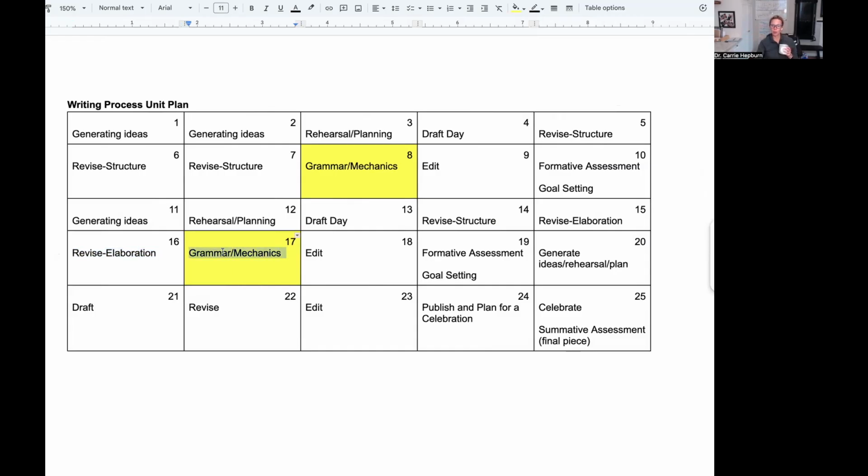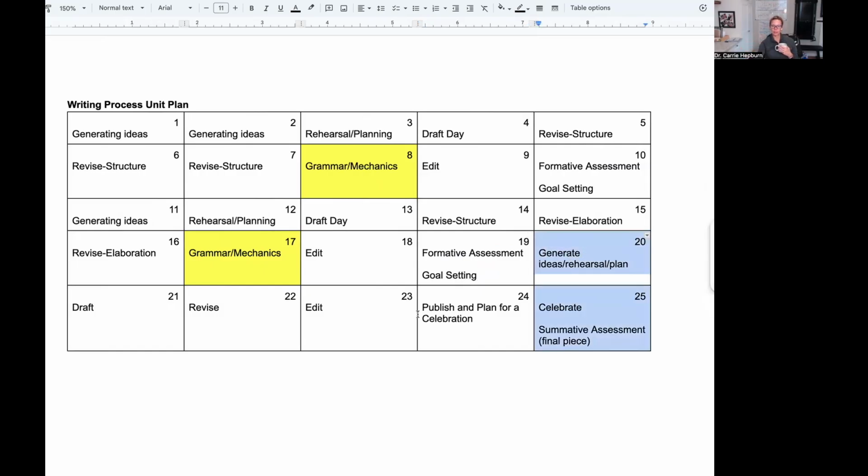Another grammar and mechanics lesson that's explicit on something else. We'll edit here using a checklist or progression or proficiency scale or rubric, whatever you might have. And then we'll do formative assessment goal setting. Now, we did this throughout this phase. We'll be having students revisit what they set their goals on during their share time, or we'll be checking on them during their conferencing time.